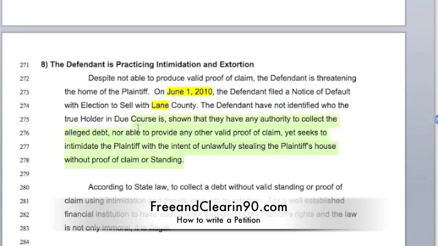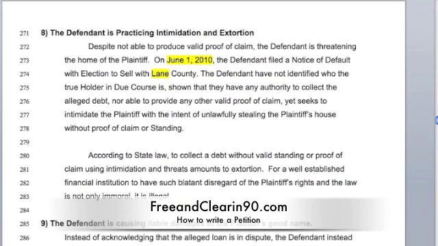So they're stealing my house and they're intimidating my abode, threatening me because they still haven't got any proof of claim, and yet they want to be bullies. State law requires proof of claim, and to collect debt without it, using intimidation and threats, amounts to extortion. They're practicing extortion on me, and I don't think that's right. So for a well-established financial institution to have such blatant disregard of the plaintiff's rights and the law is not only immoral, it is illegal. So I thought that's kind of a nice touch.